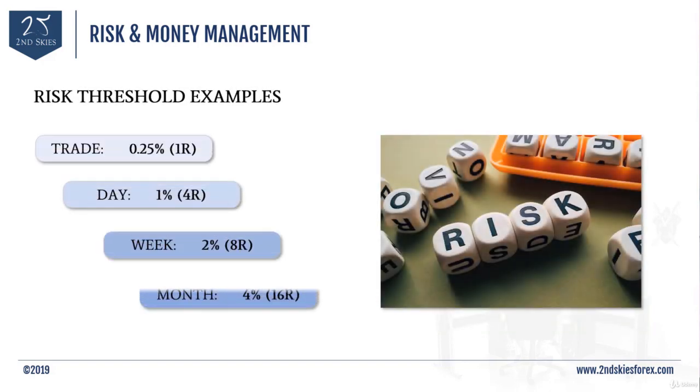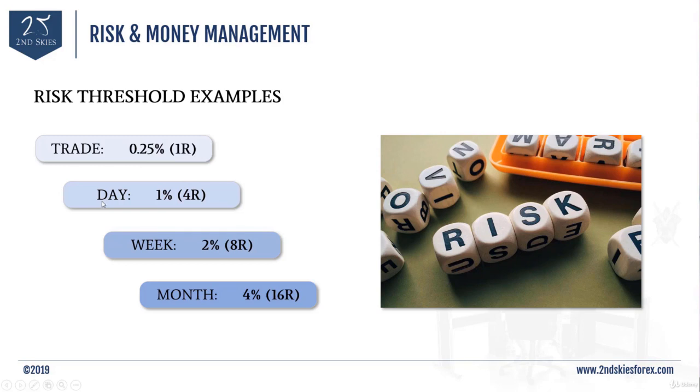Okay, risk threshold examples. This is just to give you an idea. We talked about max risk per trade, per day, per week, per month. So let's say your max risk per trade is 0.25% of your account. If I have a $100,000 account, 1% would be $1,000, so 0.25% would be $250. So I'm going to risk $250 per trade. That's 1R. This is just an example. So let's say this is your risk profile, 0.25% per trade.